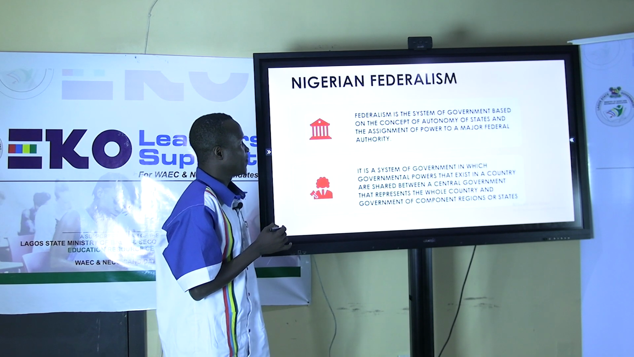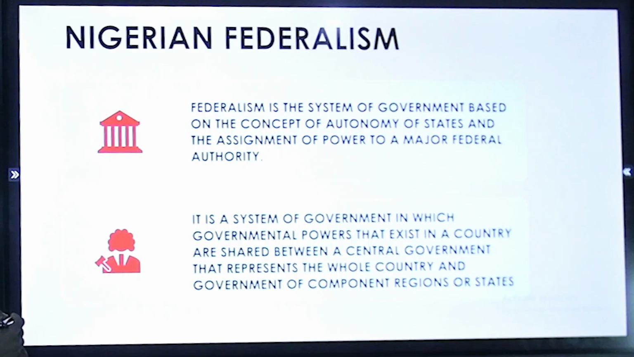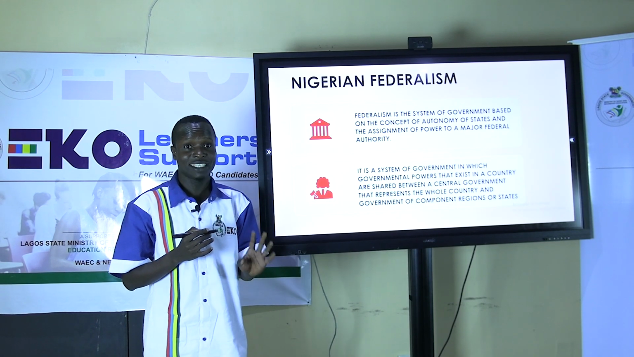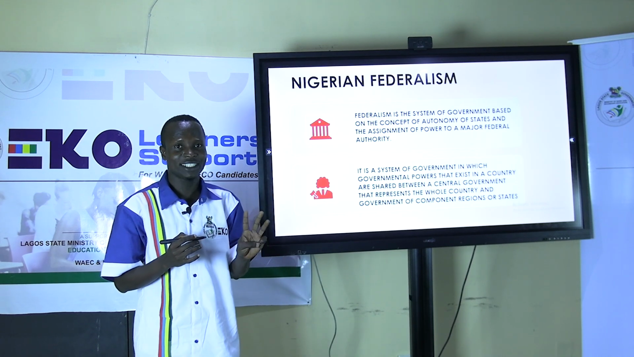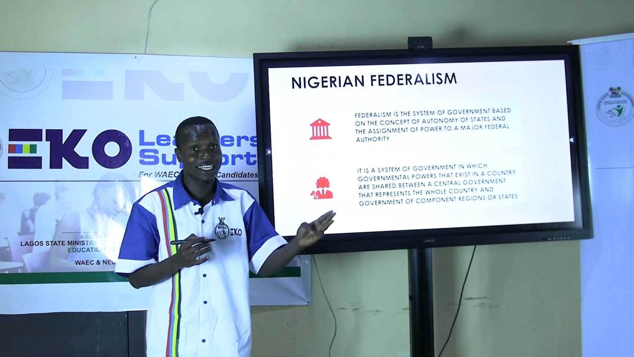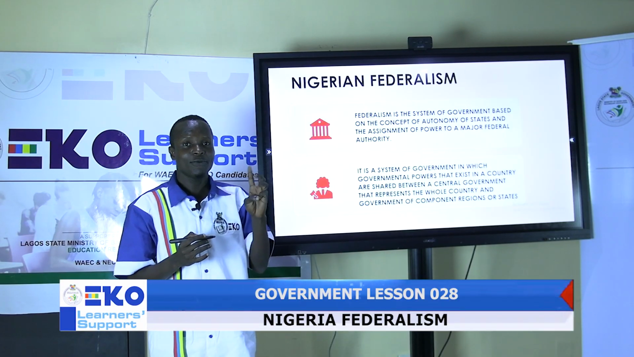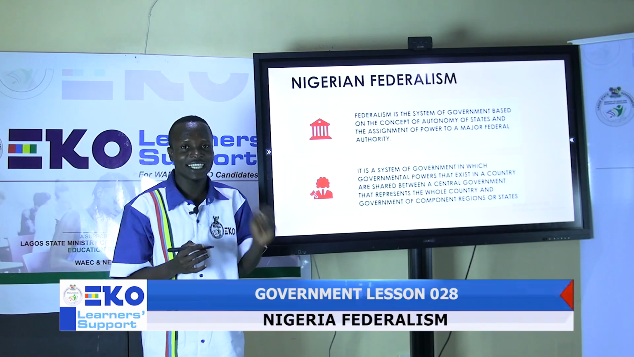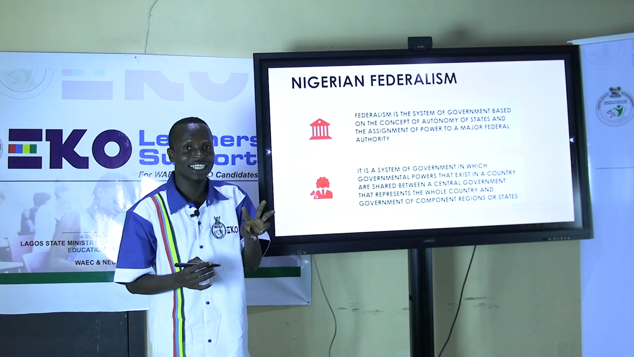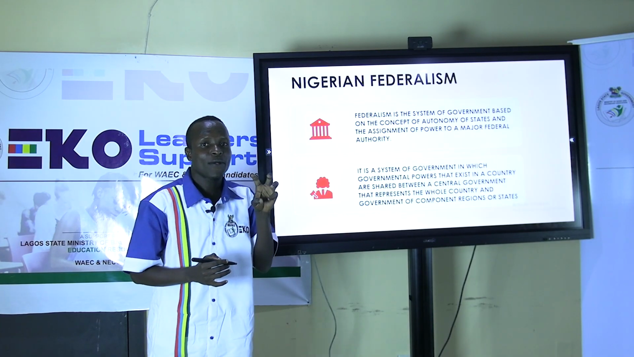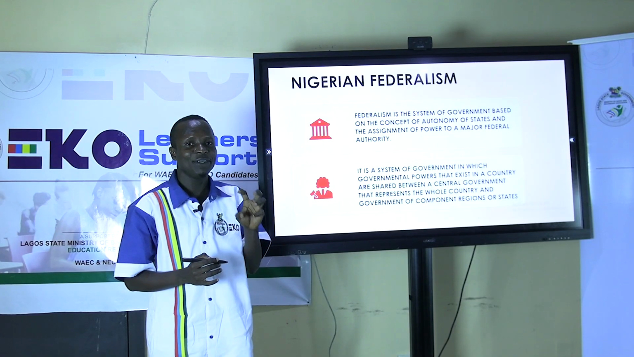Nigeria federalism. Federalism is a system of government based on the concept of autonomy of states and the assignment of power to a major federal authority. Federalism simply means the division of power among the 3 tiers of government. We have 3 tiers or types of government, which are federal government, state government, and local government. So the power is shared among the 3 of them. That is the meaning of federalism.